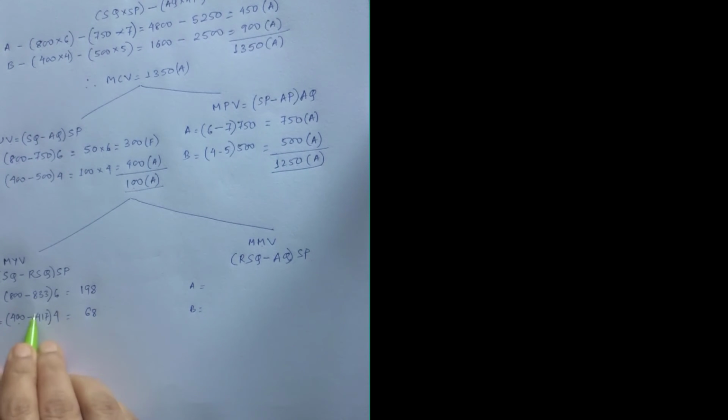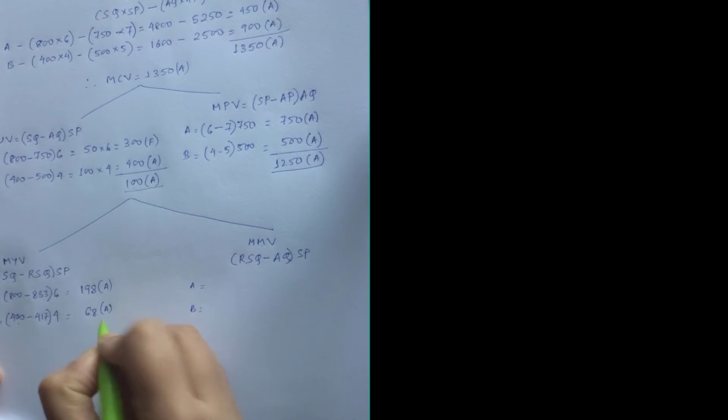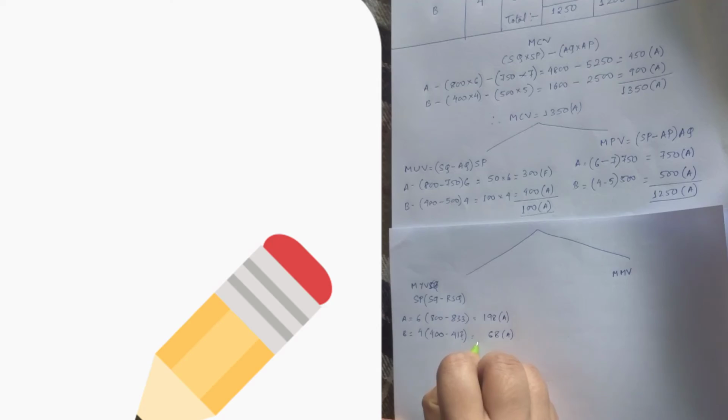So both are a loss for the company, right? So you'll write A and A. Never write a minus sign here. Now when we total it, it comes to 266.